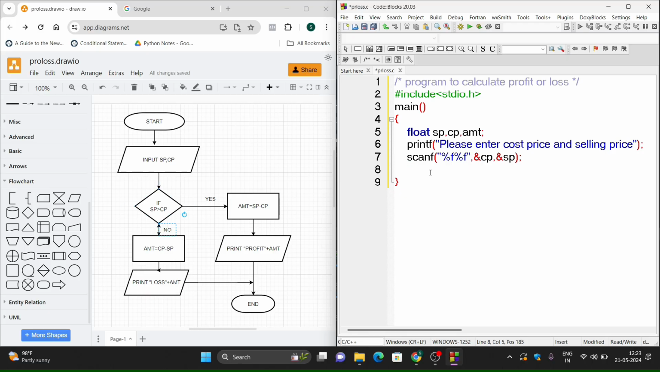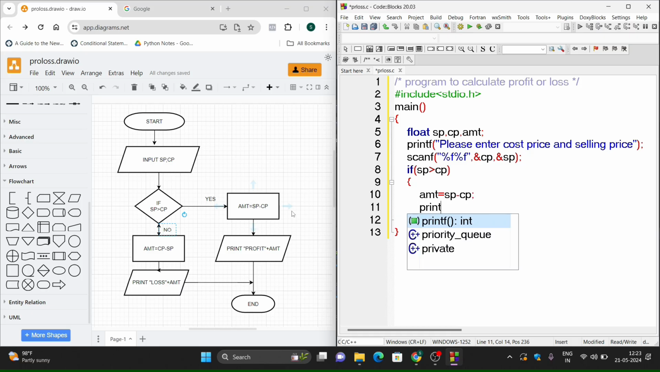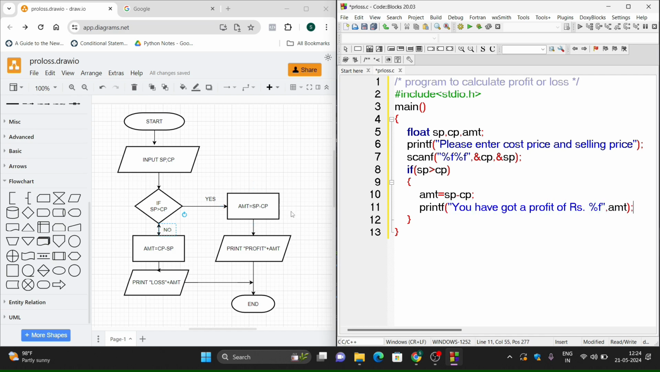So if this condition is true, then I have to calculate the profit amount. And after that I will print the profit amount, so printf. So this is the complete if part.